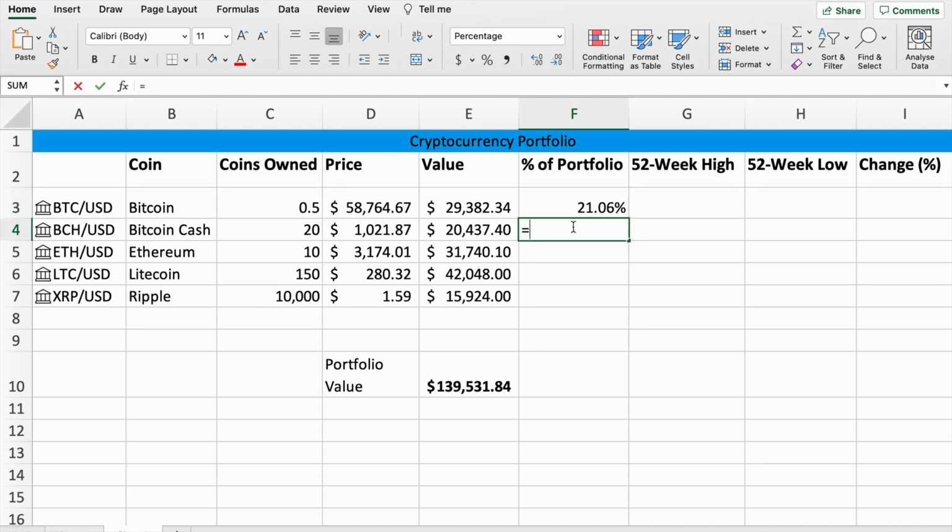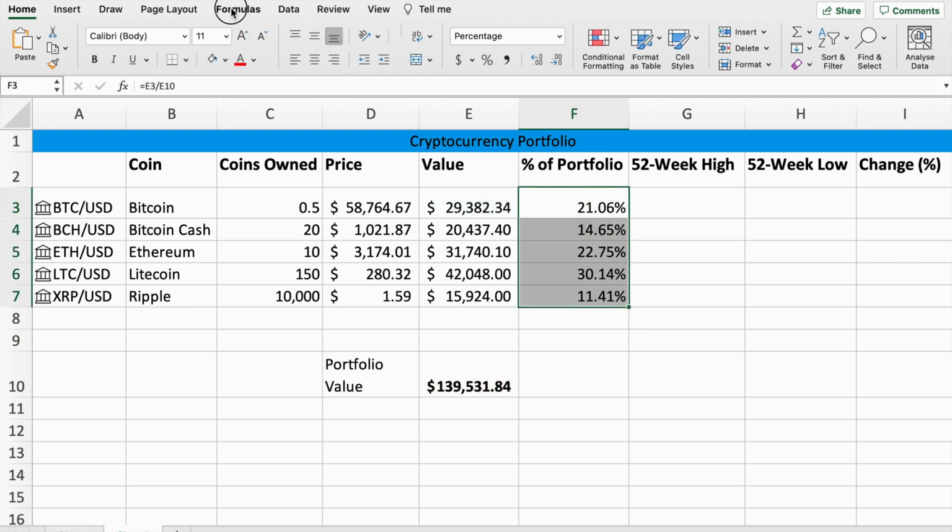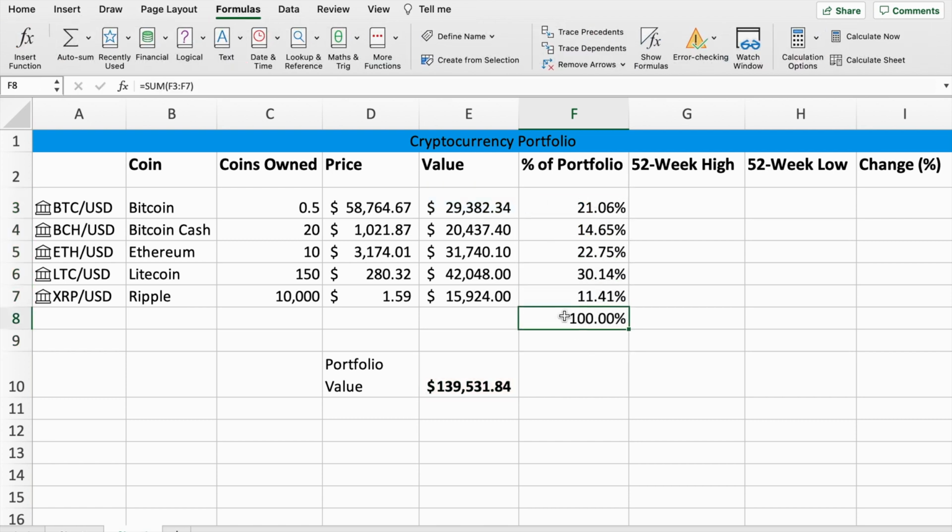Again, we'll do the same thing, equals this cell divided by the total portfolio. There we go. Now, if we put a dollar sign here and a dollar sign here, we can now just drag down the formula and it will automatically apply. So these numbers should all add up to 100, and they do.